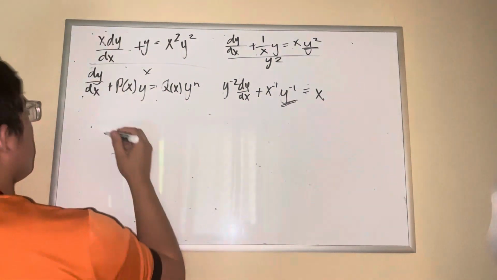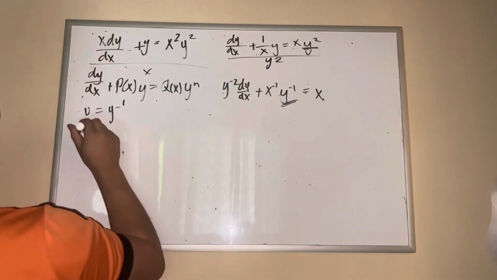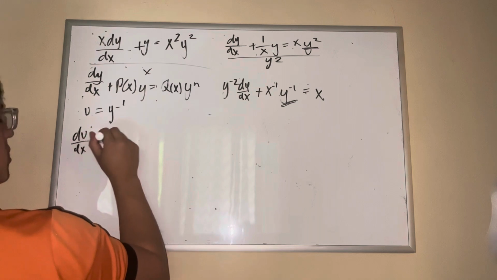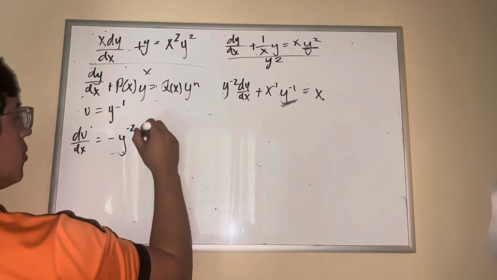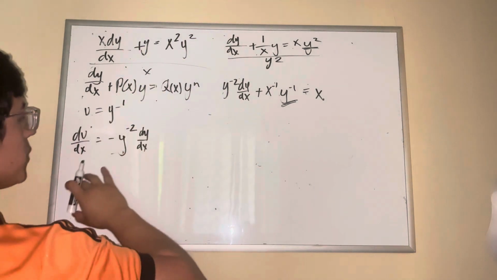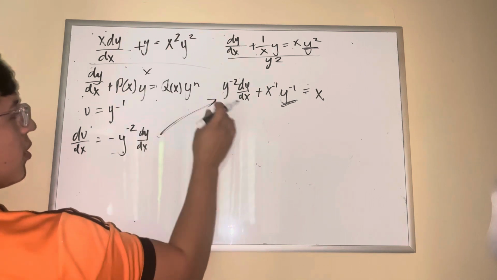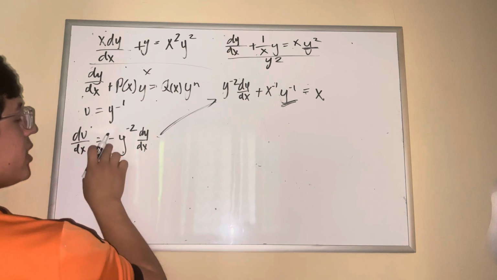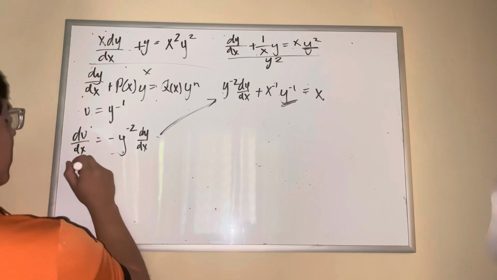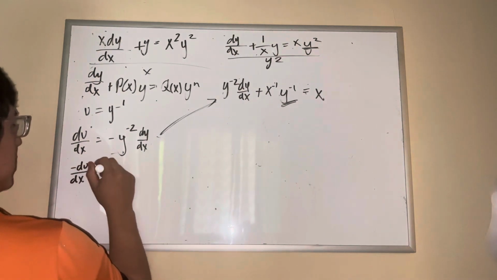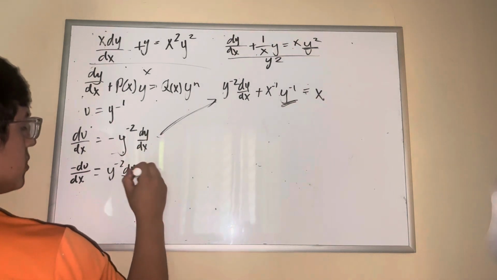So moving on, we get u is equal to y to the negative first power. We differentiate, and we get du/dx is equal to negative y to the negative second power dy/dx. So when we go to substitute, we see that these two terms are very similar, except this one has a negative and this one is positive. So we switch the signs, we get negative du/dx equal to positive y to the negative second power dy/dx.